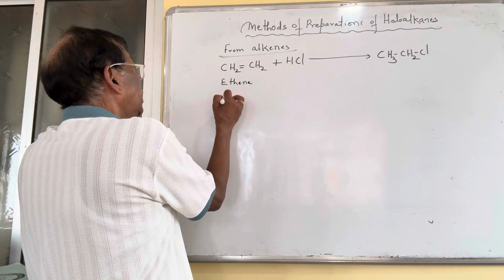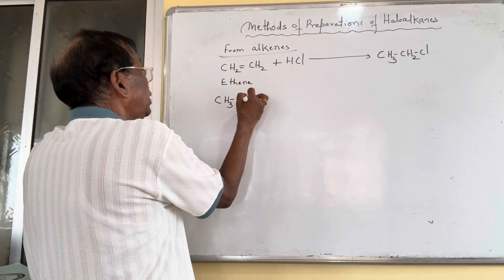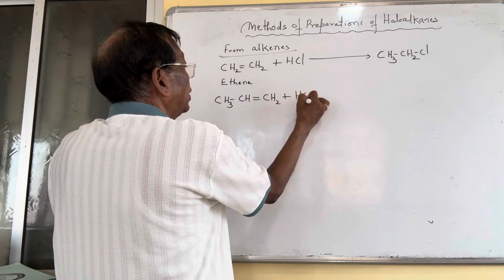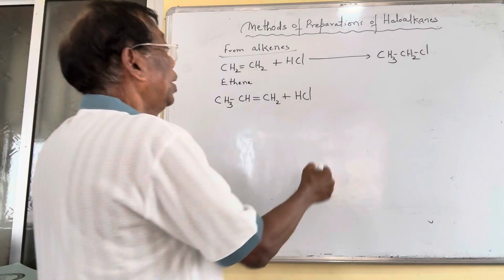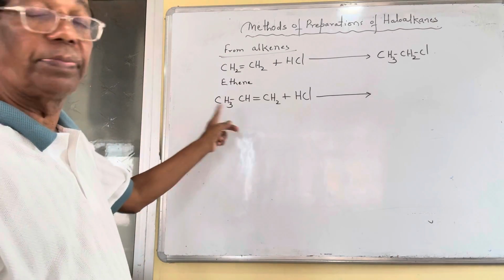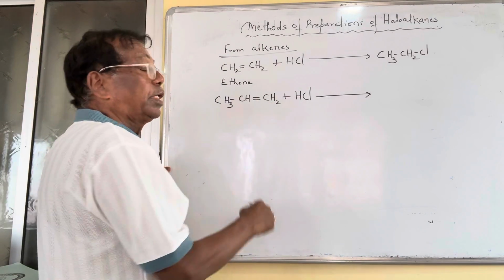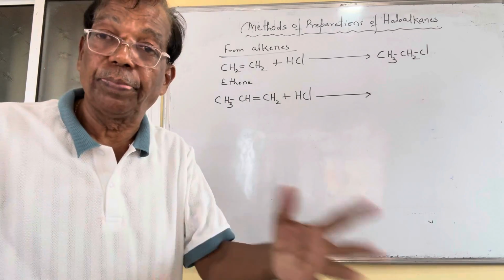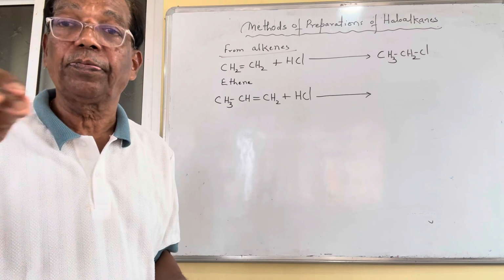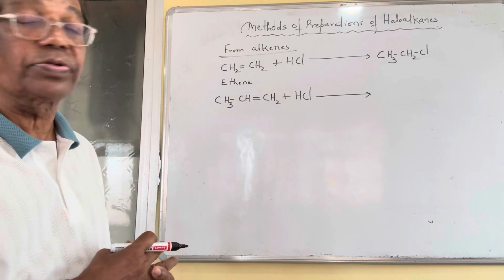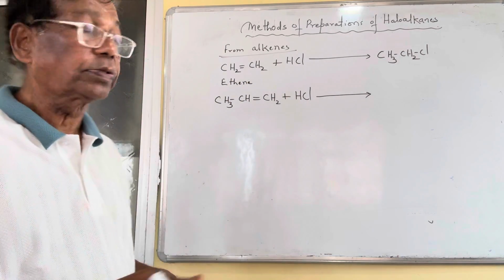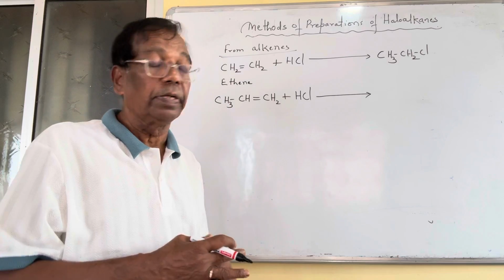Then, suppose I take here CH3, CH, double bond CH2 plus HCl. Now, in this case, remember, when there are more than 2 carbon and having a double bond, then the addition is not so simple. The addition will take place according to what is called as Markovnikov rule. You all have learned this in the 11th standard. So this is my 12th standard portion I am talking about. Of course, 11th standard student also will have to follow this because for JEE NEET.